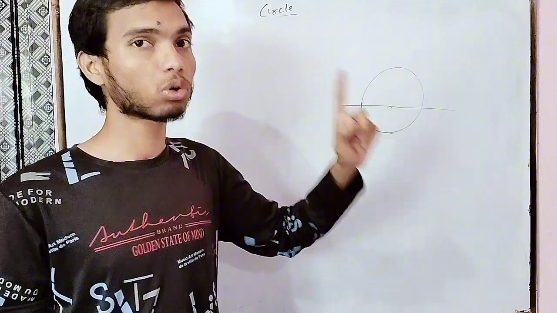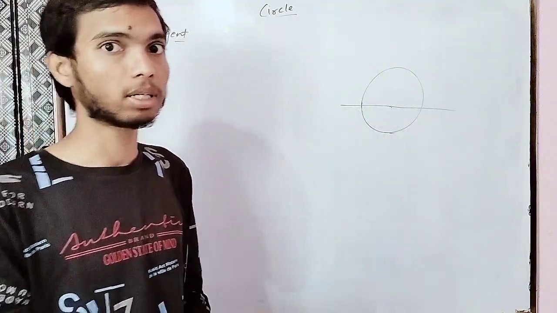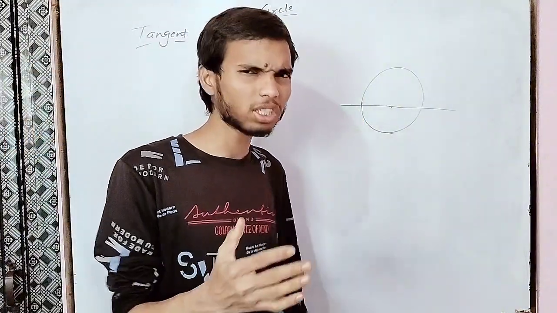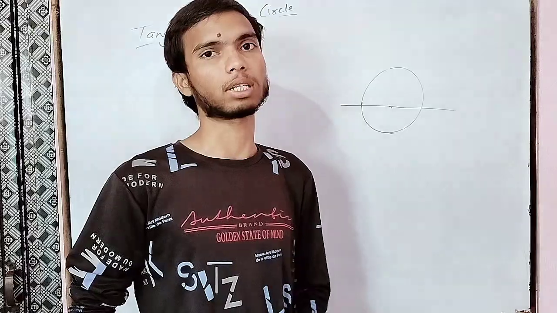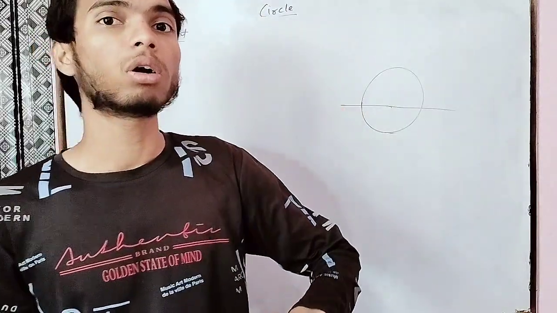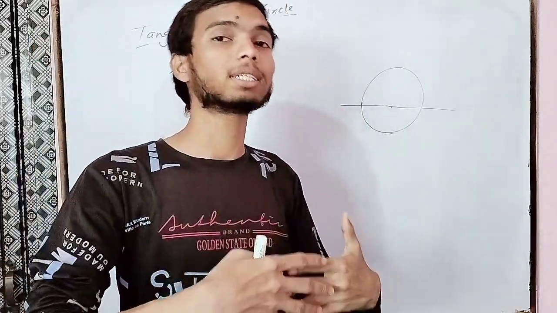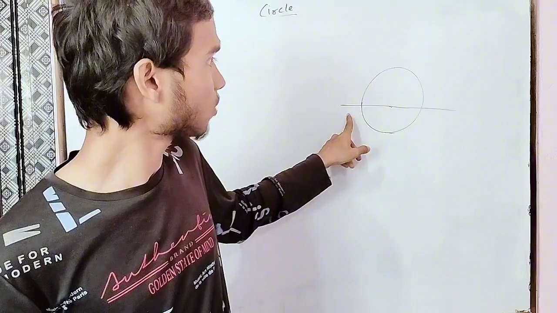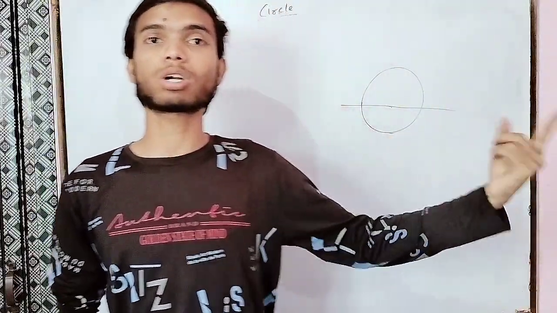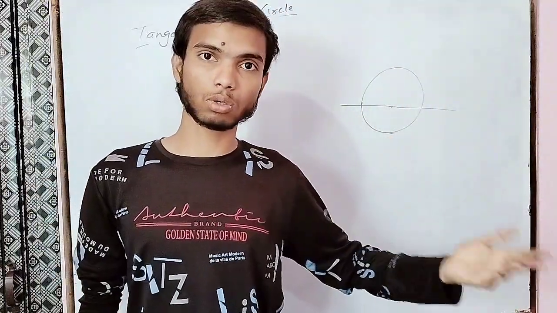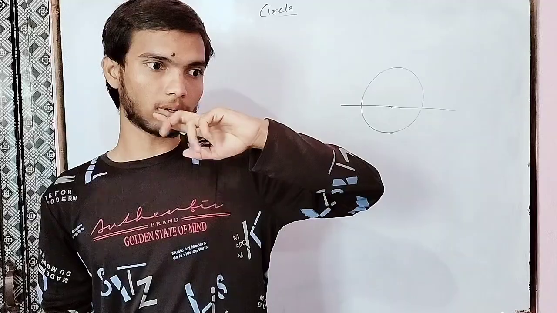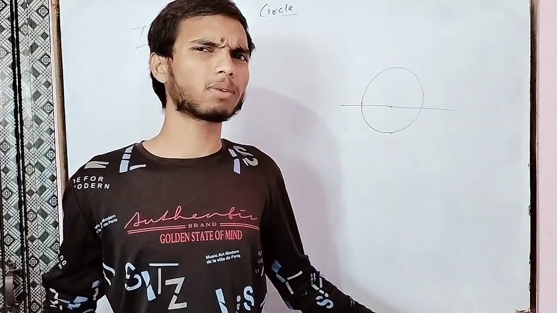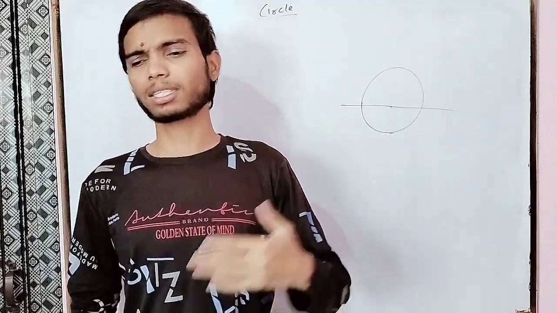So this is also not a chord. This is also not a diameter. Diameter is a line which passes through the center and intersects the circumference. Chord is a line which intersects the circumference at two points. But here you are observing that this is a line which is not a diameter, and it is also not a chord. Then what is this line? So this line is considered something else.